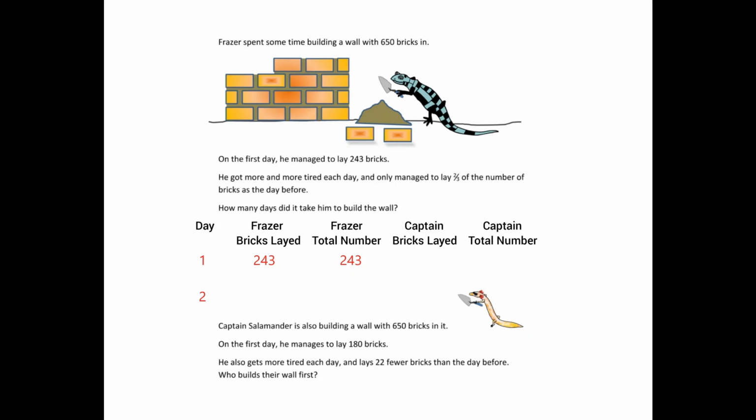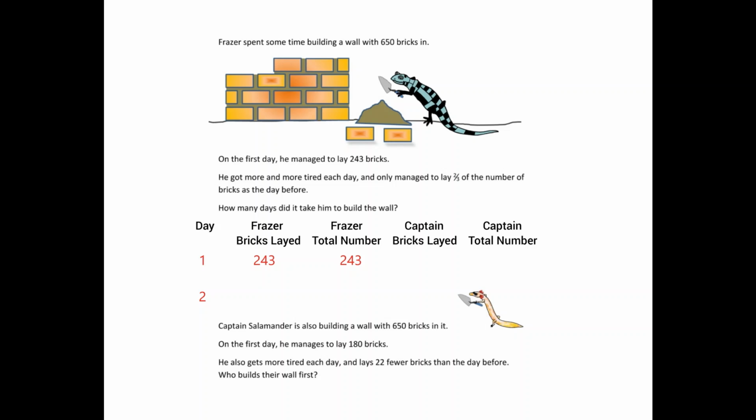It says, on the first day, he managed to lay 243 bricks. So here's my day. I'm going to go down, day 1, and then bricks laid is 243. That's how many he did on day 1. The Fraser total number for day 1 is also 243 because it's the only day he has laid bricks.